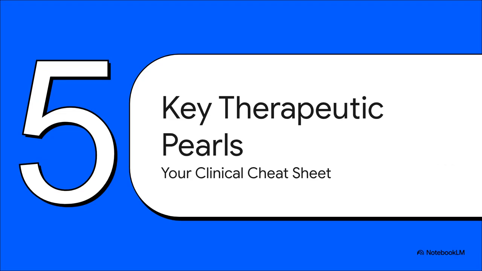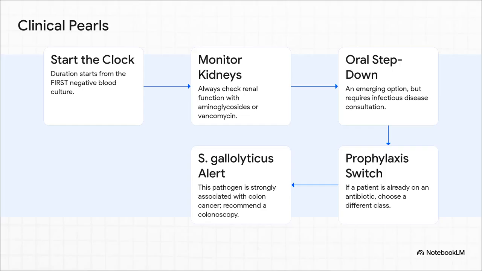Okay, to wrap things up, let's do a quick hitter round of therapeutic pearls. Think of this as your clinical cheat sheet of the absolute must-know points we talked about today. Here we go. Pearl number 1. That 4 to 6 week treatment clock, it doesn't start on day 1 of therapy. It starts on the day of the first negative blood culture.